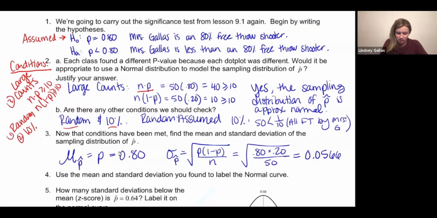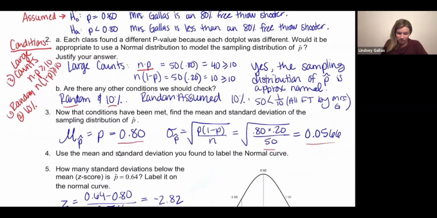Now on number 3, now that those conditions have been met, find the mean and standard deviation of the sampling distribution of p hat. Again, I'm going back to that previous unit on sampling distributions. I know that the mean of the sampling distribution of p hat equals p. And since we've assumed that p equals 80%, that's what I'm going to use anytime I need the value for p. So my mean for the sampling distribution is going to be 0.80. And then for my standard deviation, I filled that into my formula as well, and I get about 0.0566, or 0.057, depending on your rounding.